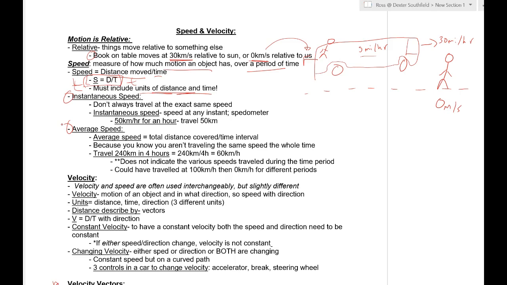The easiest way to tell this would be to look at a speedometer, right? Every time you look at that speedometer, that's how fast you're moving in that instant. The average speed is essentially how fast you went on average over a total trip.